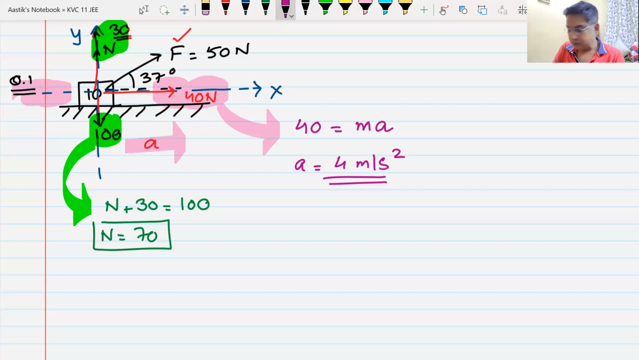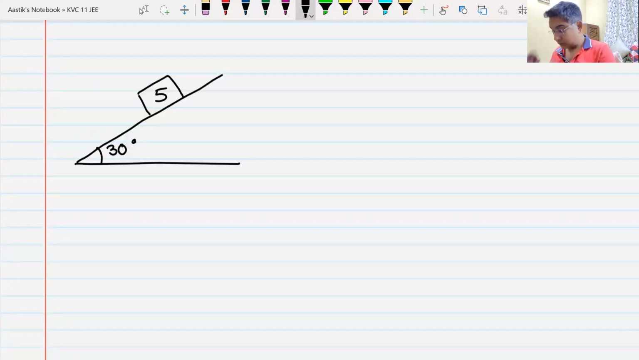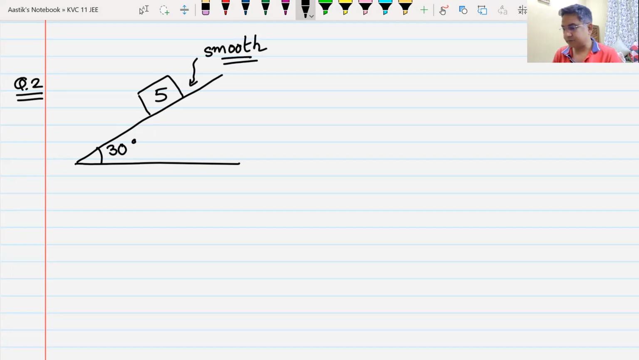So, this is the next question, which is question number 2. Now, what I've done here is I've placed the block of 5 kg on an inclined plane, and this inclined plane is smooth. There is no friction. Can anyone tell me what is going to happen to this body?